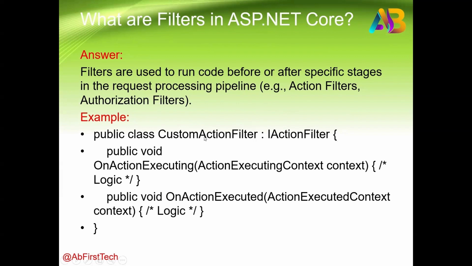For example, I'll create a custom action filter. It should derive from the IActionFilter interface. For an authorization filter, it is the IAuthorizationFilter interface. Within the action filter there are OnActionExecuting and OnActionExecuted. What is this? OnActionExecuting runs while the method is about to execute, and once the method has executed, the OnActionExecuted event triggers. So this is the action filter, which executes before and after the action executes.